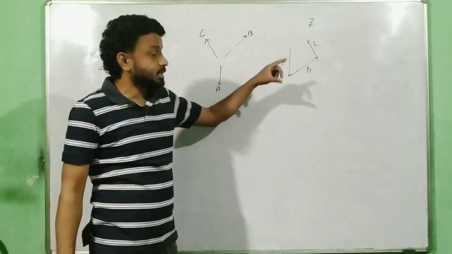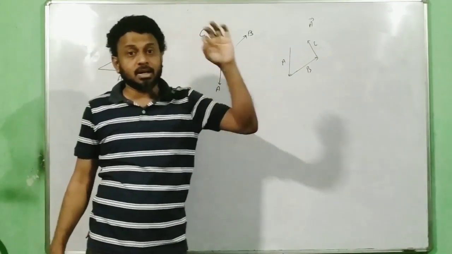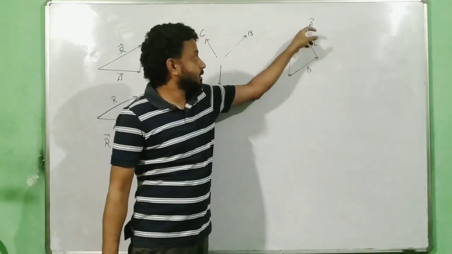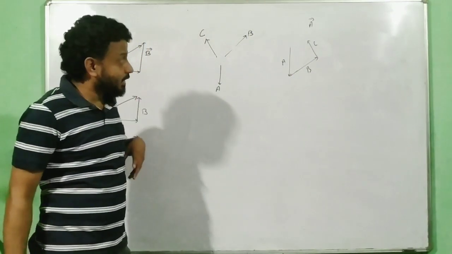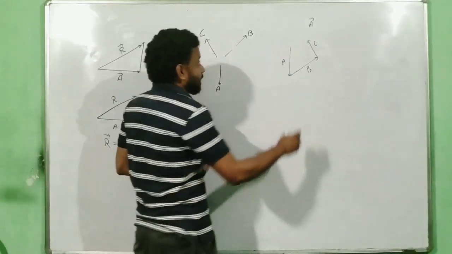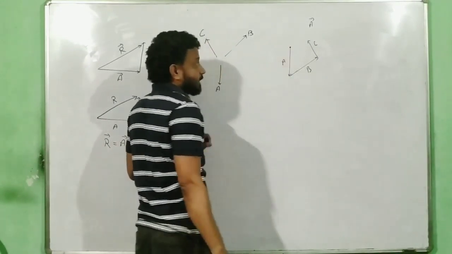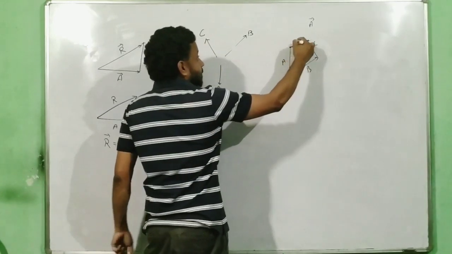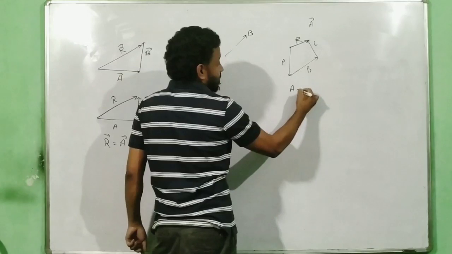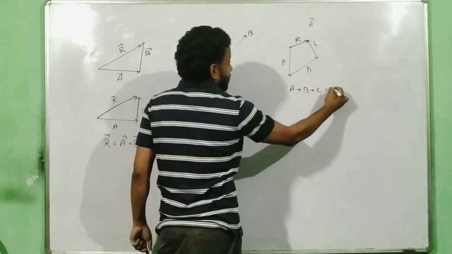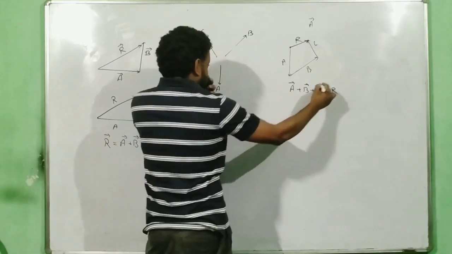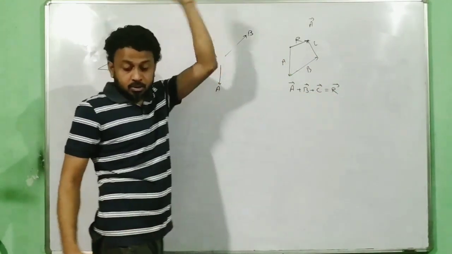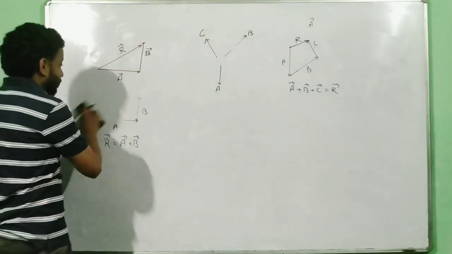See, the way I am arranging is more important. It should be in the format of tail head, tail head, tail head combination. What is the resultant of these three vectors? I have to take the first tail and the last head and join them. This becomes my resultant. And how will I write it? A vector plus B vector plus C vector is equal to R vector. This is how you write: tail head, tail head, resultant from the first tail to the last head. We will do some more.